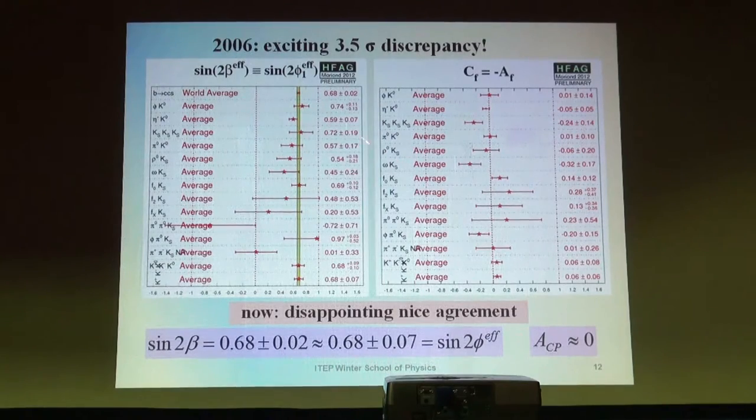So what do we see from the data? Actually, we had some big discrepancy between the measurement and the standard model that was about 3.5 sigma in some channels. In total, it was about 3 sigma originally. And now it has disappeared. So now we have very nice agreement. And it's quite a strange thing that usually this 3 sigma discrepancy appears when some theorist is thinking about financing some experiments. This was also the case here. So now you see they just nicely agree. This is sin 2 beta measured from J/psi K short, and this is sin 2 beta effective, which is measured from penguin decays. They are very nicely equal. And the direct CP asymmetry is also consistent with zero.